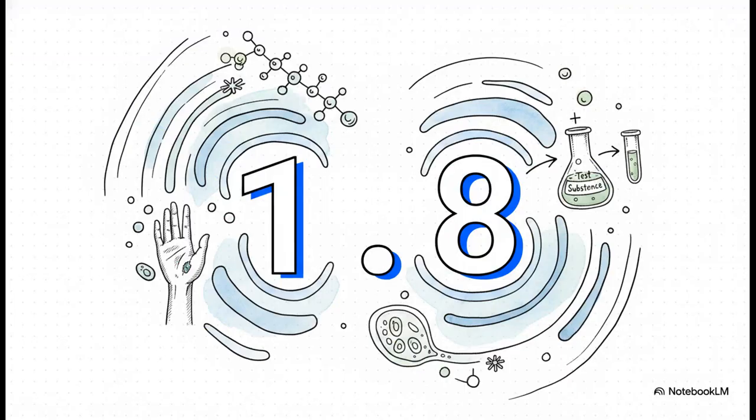I want you to highlight this next number in your notes, put stars around it, do whatever you need to do to remember it. 1.8. If the stimulation index you calculate for your test substance is 1.8 or greater, boom, you have a positive skin sensitization result. That is the magic threshold. That's the alarm bell that alerts regulatory bodies that a chemical is a potential hazard.